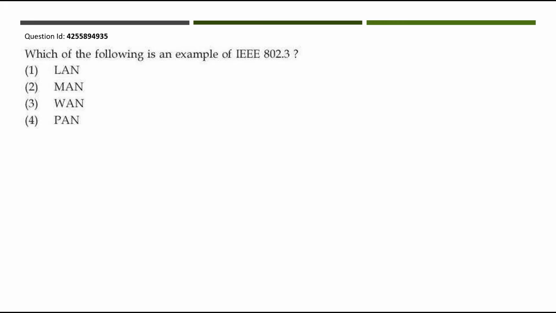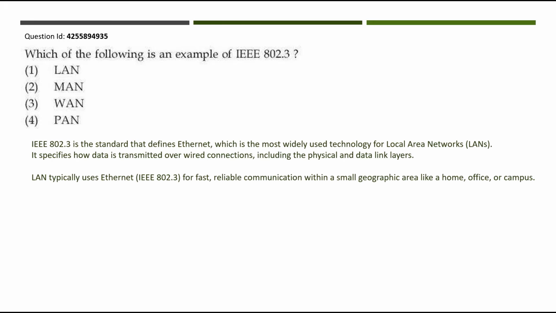Which of the following is an example of IEEE 802.3? 802.3 is the standard that defines Ethernet, which is the most widely used technology for local area networks. It specifies how data is transmitted over wired connections, including the physical and data link layers. LAN typically uses Ethernet for fast, reliable communication within a small geographic area like a home, office or campus. Option number 1, LAN, will be the right answer.